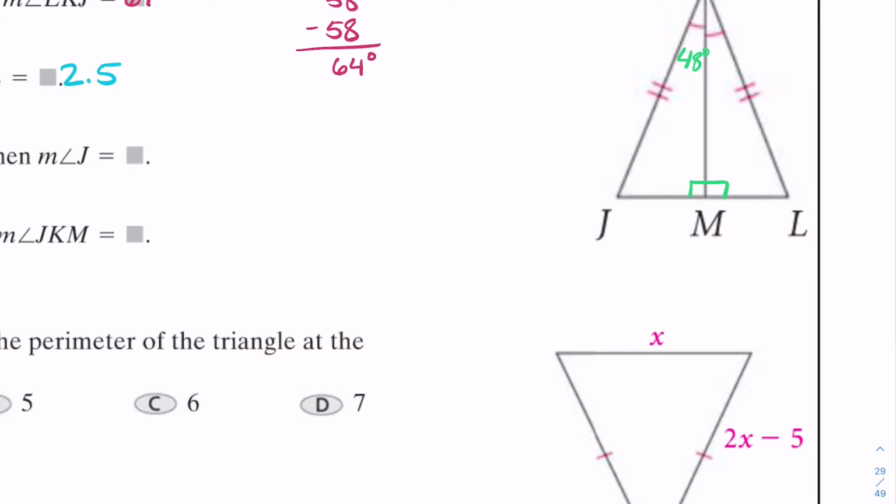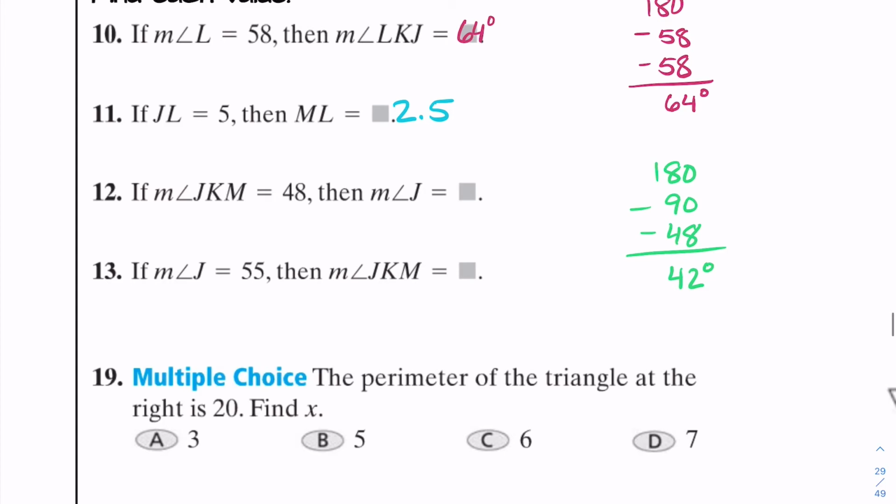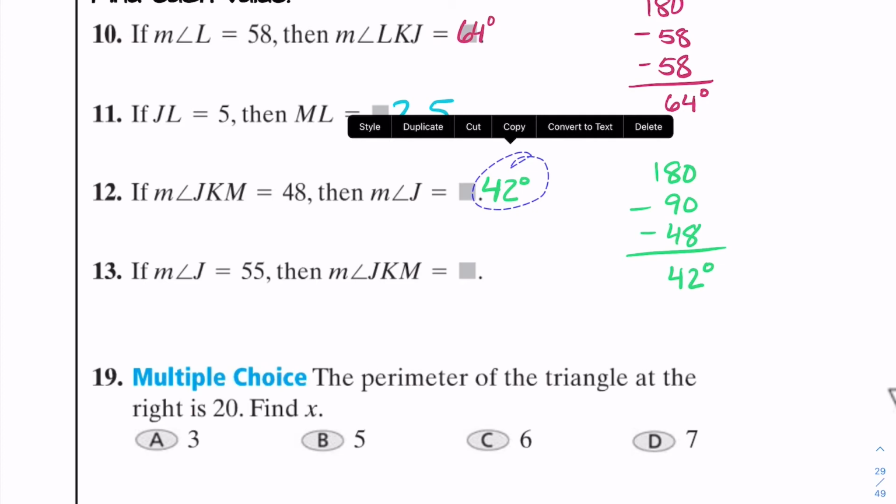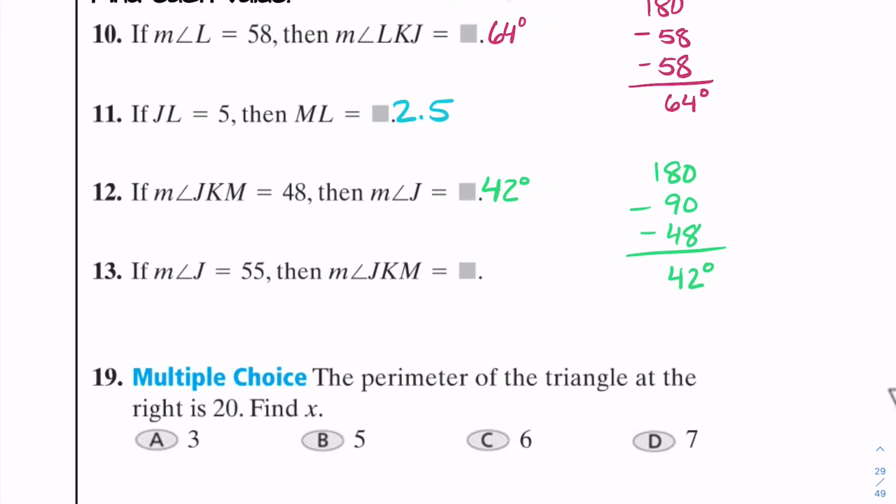So we're going to do 180, take away 90 degrees, and take away 48. So we have 90 minus 48 is 42 degrees. 40 and 40 is 80, 90, 90, yep. So this one is 42 degrees. I'll just box the answers just so that we know that these are the answers to the problem.